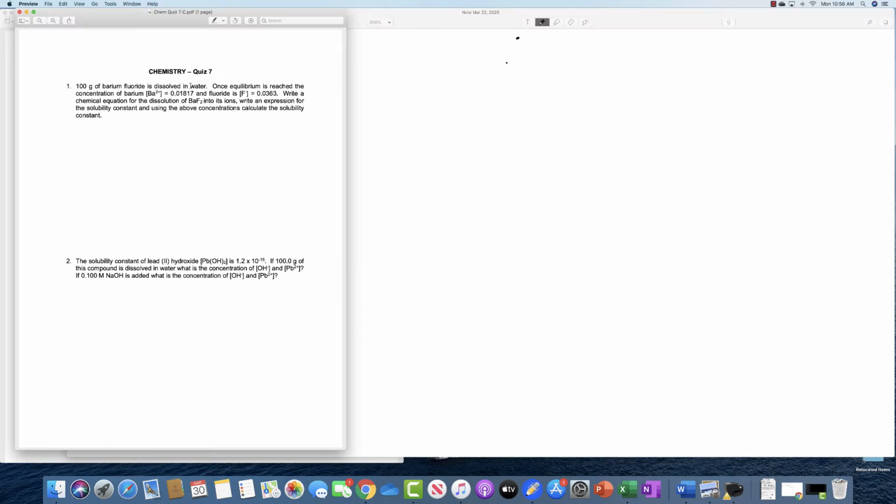We have 100 grams of barium fluoride dissolved in water. Once equilibrium is reached, the concentration of barium is this many moles per liter, and fluorine is this. Write a chemical equation for the dissolution into its ions, write the expression for the solubility constant, and then using the concentrations, calculate the solubility constant.